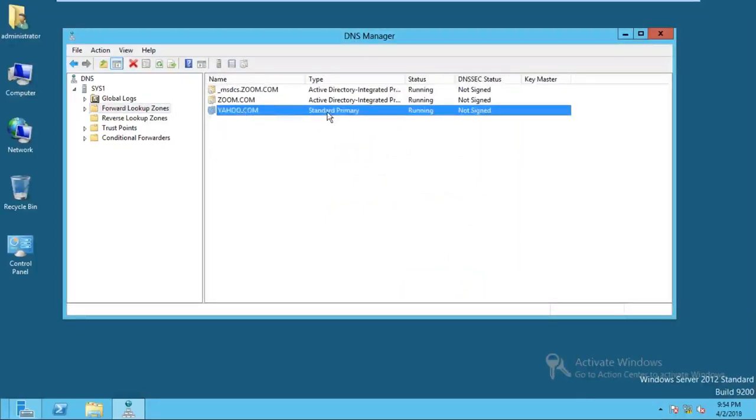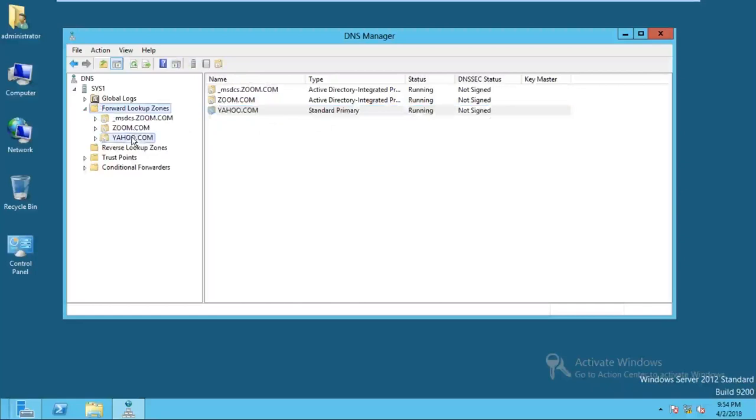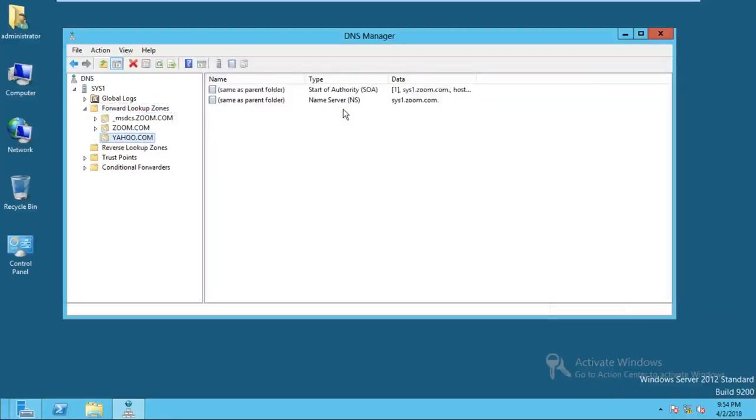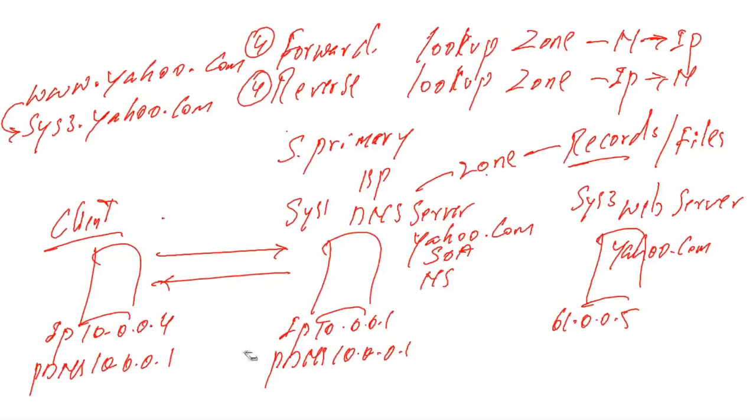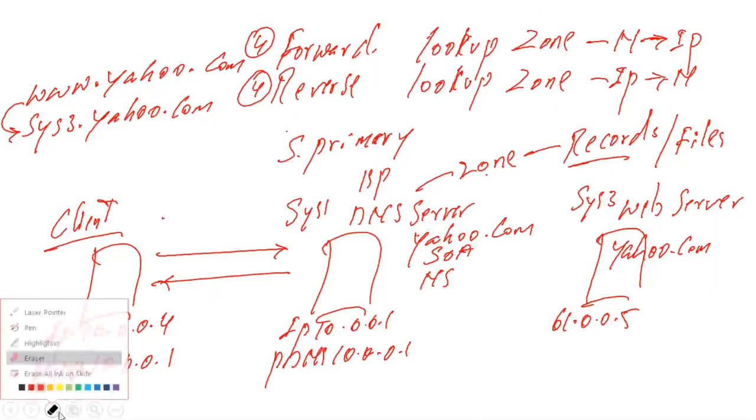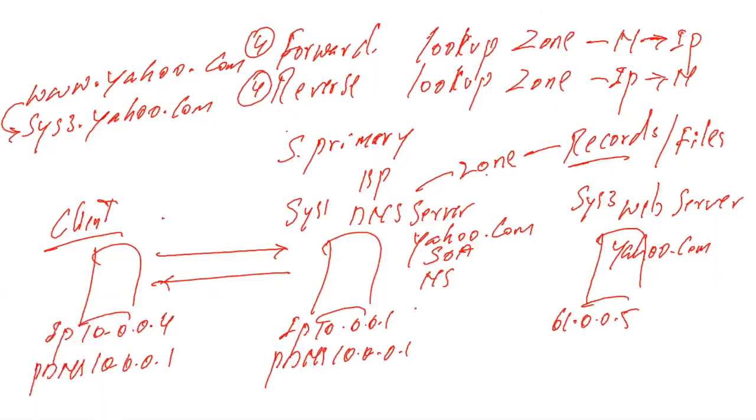But see here, the zone is created but not completed. If you expand the forward lookup zone and expand the yahoo.com zone, you can see only 2 records: the SOA record, start of authority, and the NS record. By using these 2 records, we cannot allow the user to access this zone over the internet. We require 2 more records to allow the user to access this website: first one is host record, and next one is alias record.